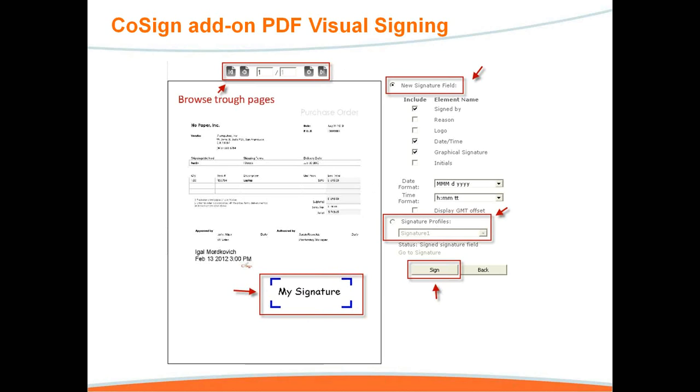You can control the appearance of the signature that will be created using the section on the right, or you can choose a signature field that is already in the document from the list of signature profiles here on the right as well. Once you choose the correct location and all the settings, you can simply click the sign button, provide your credentials, and sign the document in a very visual way directly from the browser.